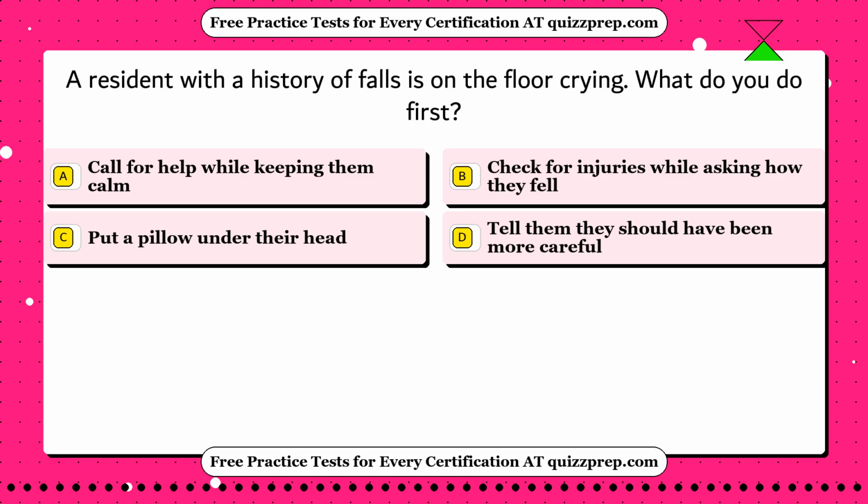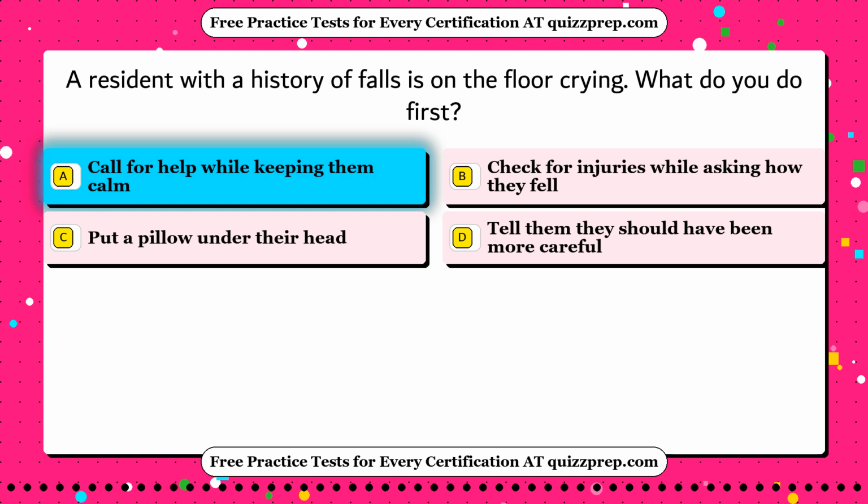Question 179. A resident with a history of falls is on the floor crying. What do you do first? Option A, call for help while keeping them calm. Option B, check for injuries while asking how they fell. Option C, put a pillow under their head. Option D, tell them they should have been more careful.